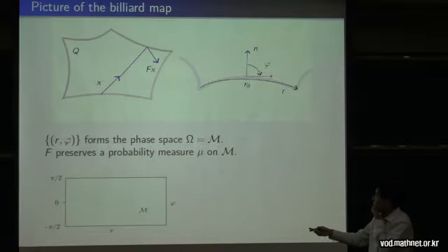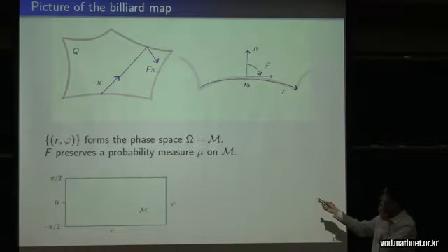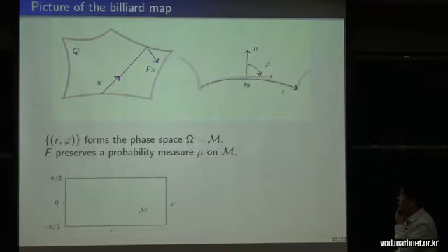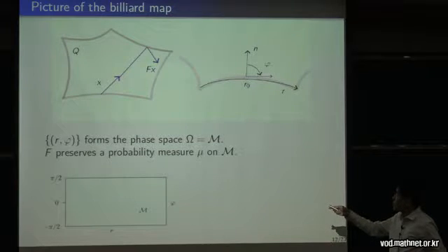Okay, and F preserves the Lebesgue measure on this, which is just the Liouville measure on this space. Okay, Liouville measure from Hamiltonian dynamics. All right, so that's the setup, and maybe just the important thing is to remember the picture. We're just going from point to point along the boundary of some billiard table according to Hamiltonian dynamics.